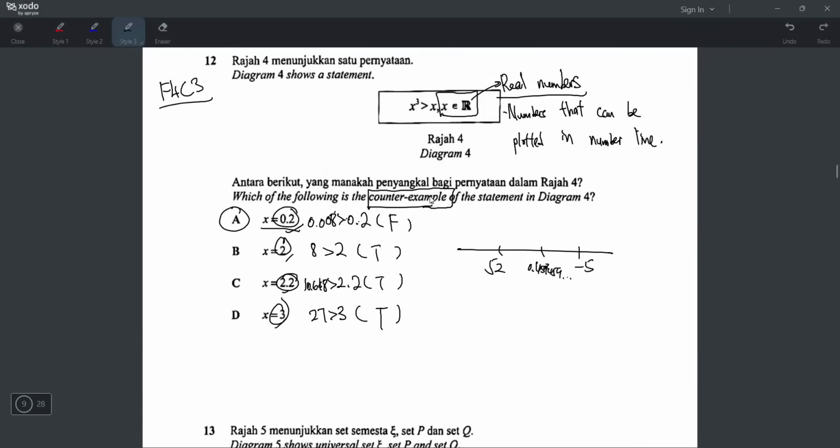And what is a counter example? The example that contradicts this statement. Satu example yang boleh prove benda ni salah. So A is the one that contradicts this statement, because 0.2 is a real number, but the number power 3 is not bigger than x, right? Because I just did it here. So that's how you find out the counter example. All right, hope you get it.